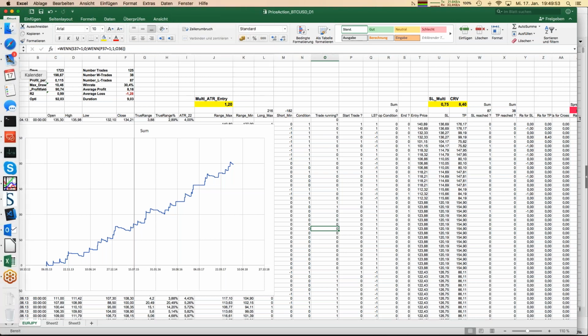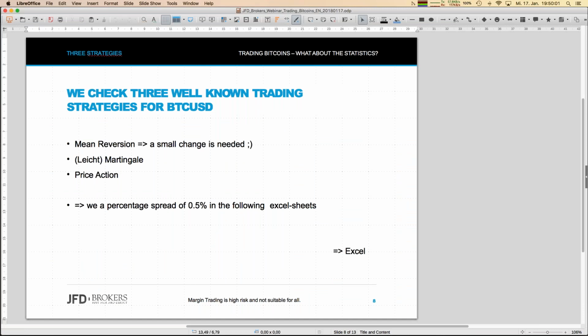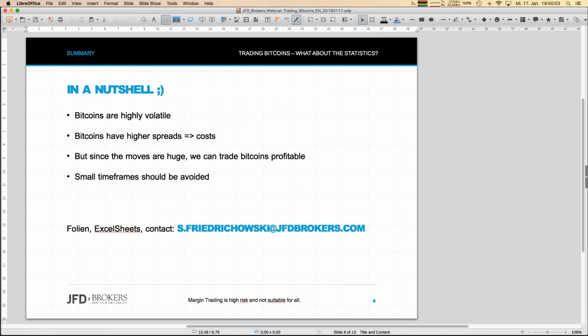That's nice. And let's go for a summary here with three different kinds of strategies. And in a nutshell, Bitcoins are really highly volatile. That we have to keep in mind always when we trade Bitcoins, especially when we trade discretionary approaches for Bitcoins. You know, tight stop losses will be a disaster. I can promise you, I can even guarantee that this will be a disaster for any trading.